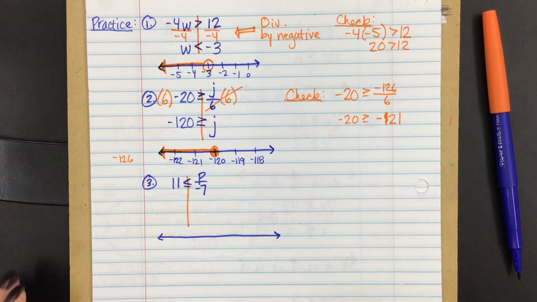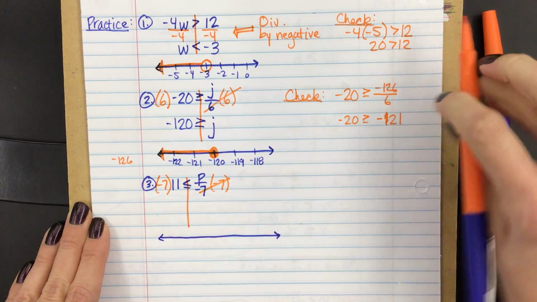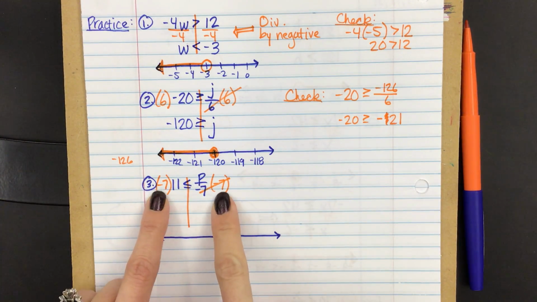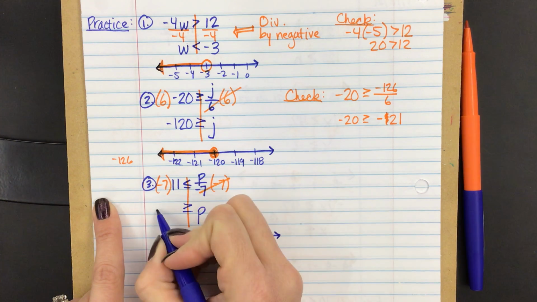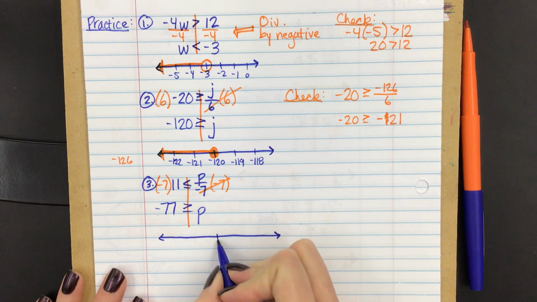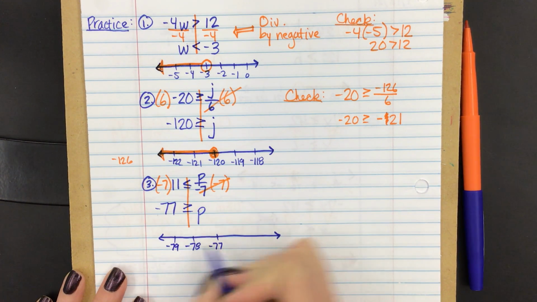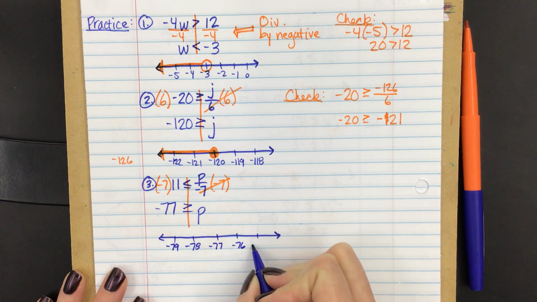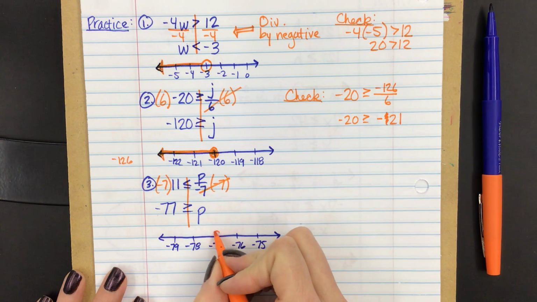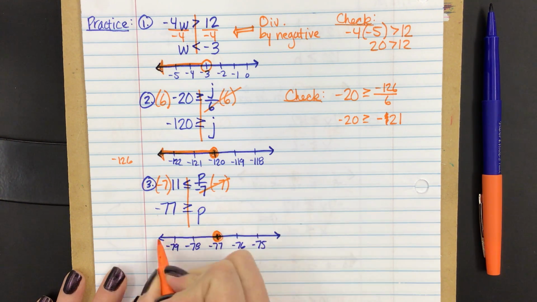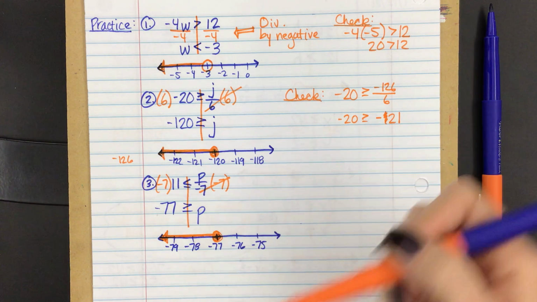Okay? Last one. We're going to multiply both sides by negative 7 here and here. And because I'm multiplying both sides by a negative number, then I know I have to flip my symbol. Okay. So let me go ahead and add some numbers to my number line. We can graph it. Okay. I'm going to do a solid circle at negative 77 because there's that equal to sign. And I'm going to shade everything that is less than it. Okay. Does everybody understand why I did the shading I did?